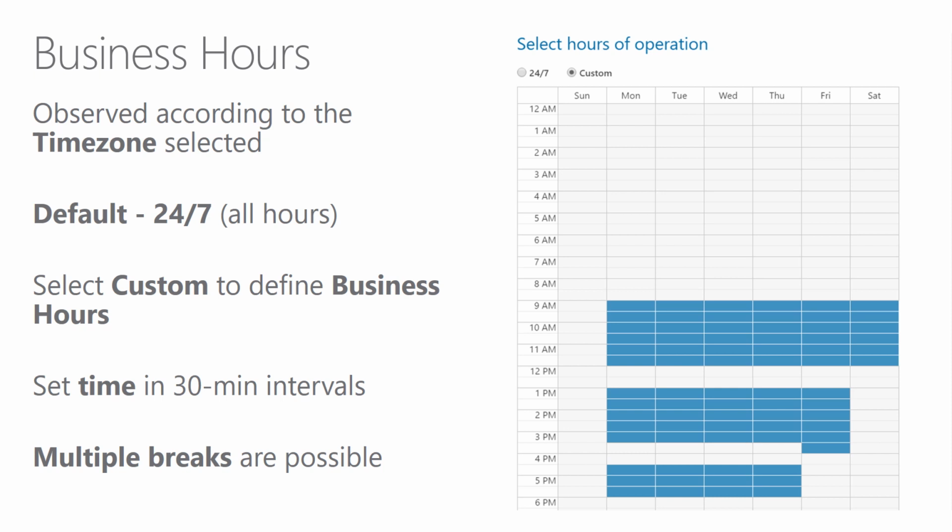So to configure business hours, note that those are basically the hours in which your auto attendant will act as your business is open. And they do observe the time zone that you've selected when creating the auto attendant. By default, it's set to open 24/7, and you can go for custom to define your business hours. You can set time in 30 minute intervals, and you can have multiple breaks in a day.